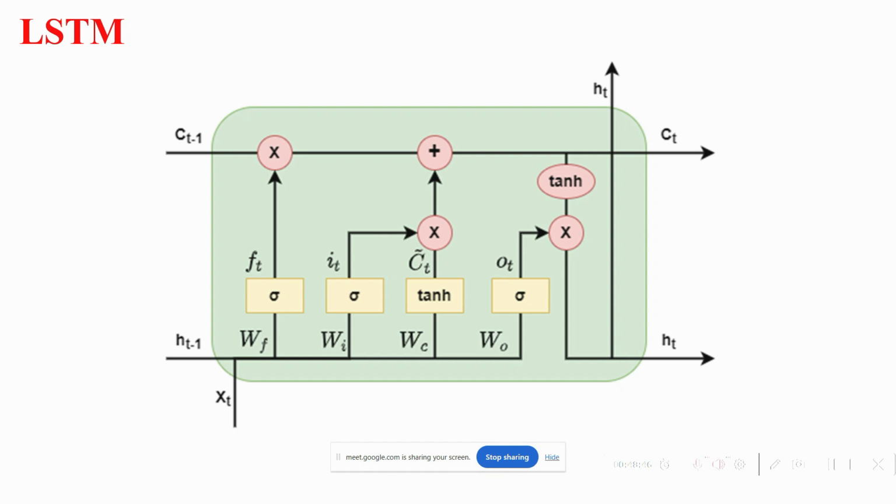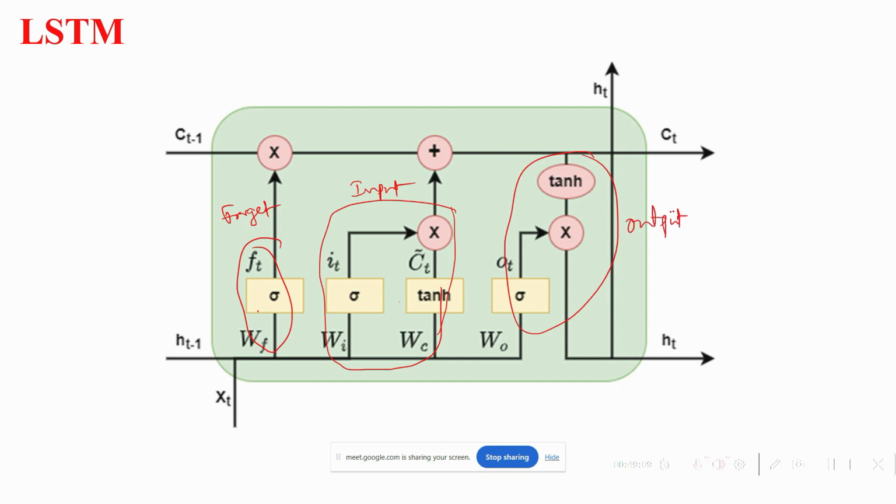Now the first thing is called the forget gate. Then this is your input gate, and we will see it in detail. This is your forget gate, this is your input gate, and this is your output gate. After that we are going to get CT and HT as output, and CT minus 1, HT minus 1 and the present input are the inputs for your model. So we are going to see how it works.